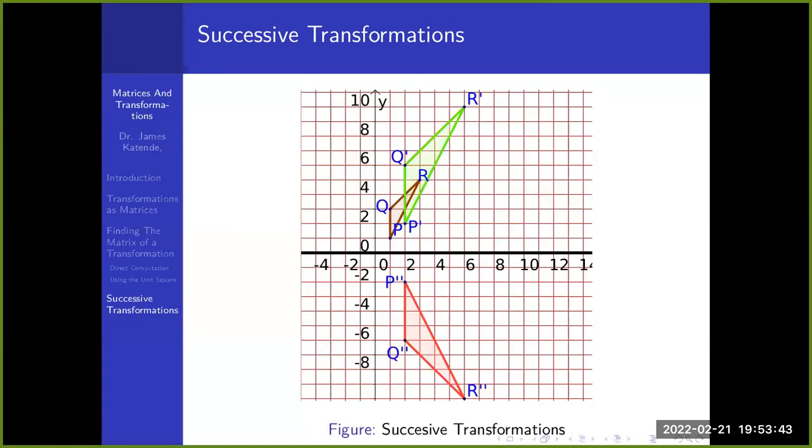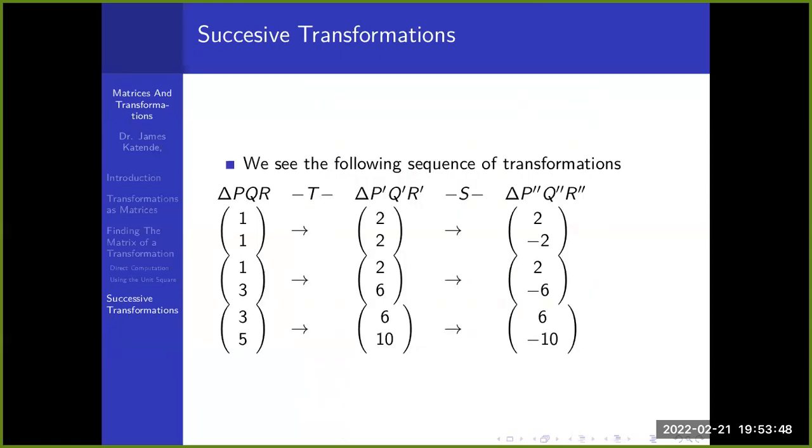There's a point I wanted to mention, but we'll get to that later. So this just shows how the transformation went. We started with T, which sent 1, 1 to 2, 2, and then applied S to this. It sends 2, 2 to 2, negative 2 as your final image. So these last three vectors are the image of the successive transformations.